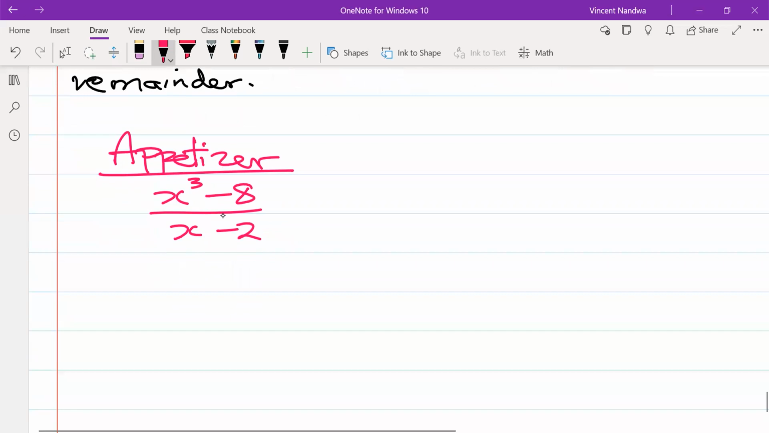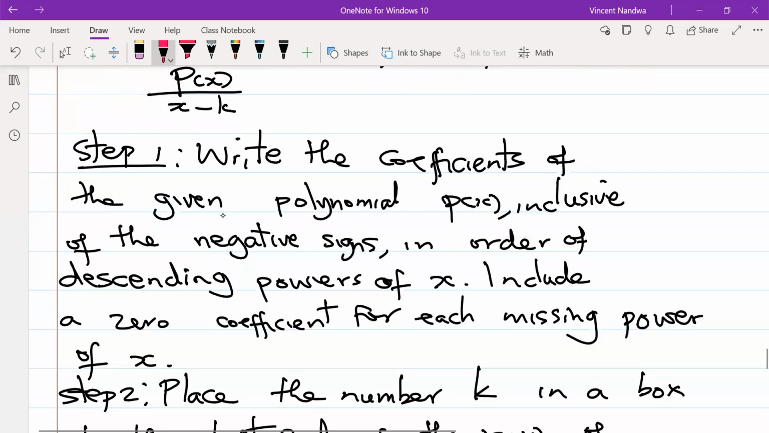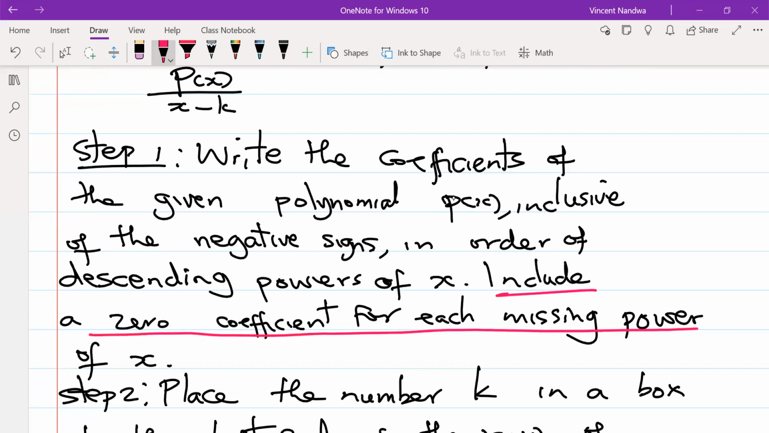The first step is to write the coefficients of the given polynomial p of x, including the negative signs if there are any, in order of descending powers of x. Then include 0 for the coefficients of each missing power of x.